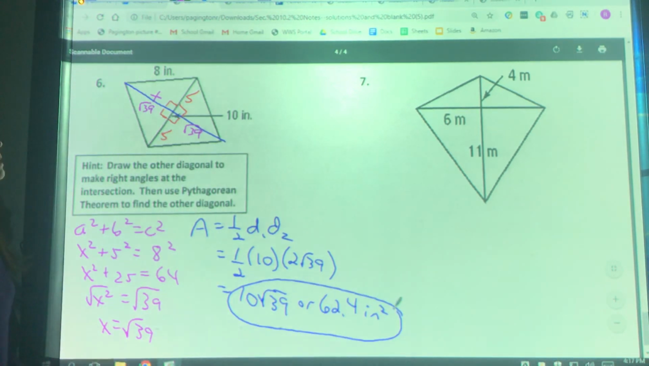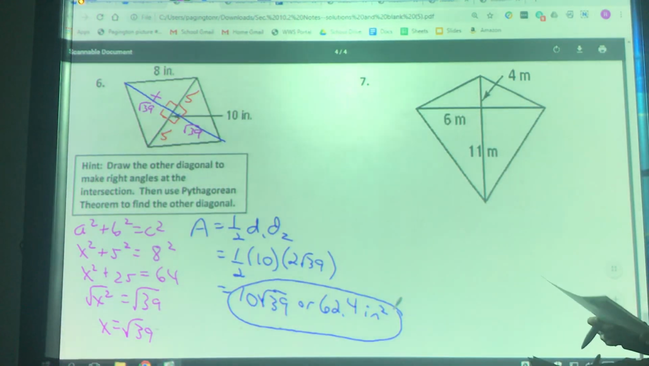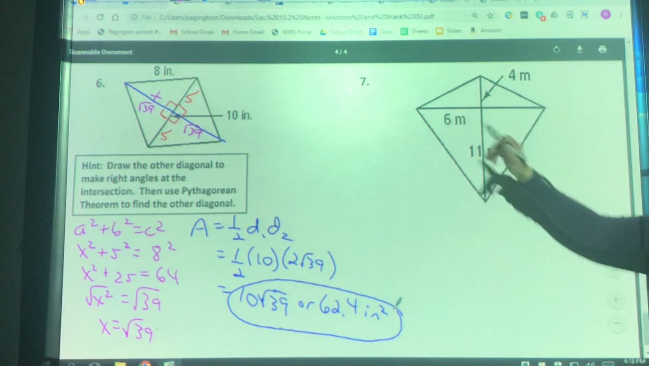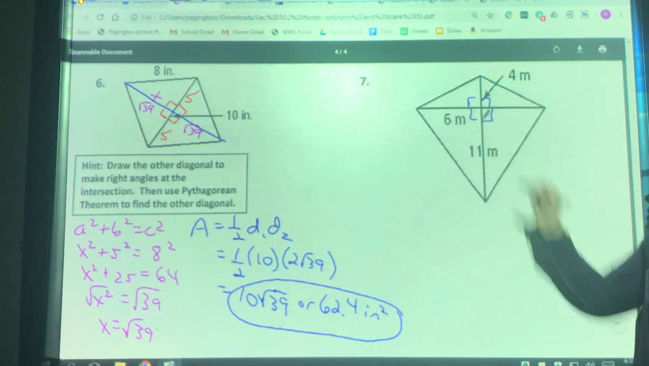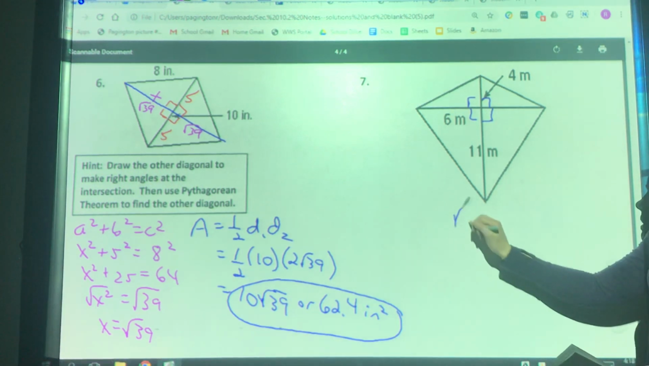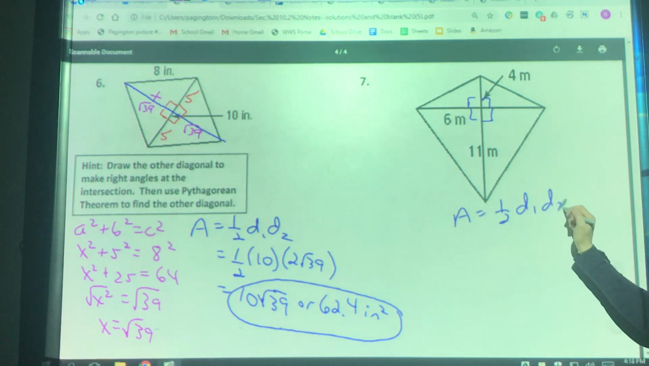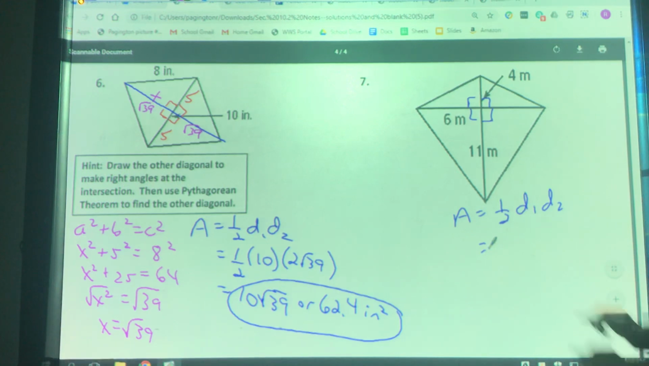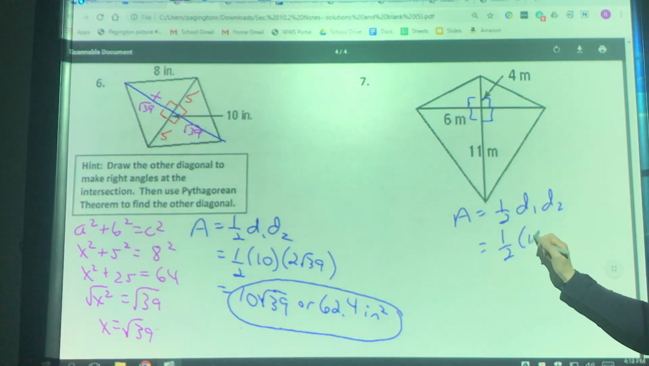Okay. All right, and then on number 7, we can see here my diagonals are perpendicular to each other. All right, and again, this one is a kite. So I've got my formula, 1/2 diagonal 1 times diagonal 2. And in this case, I can see that one of the diagonals is 4 plus 11, which is 15.